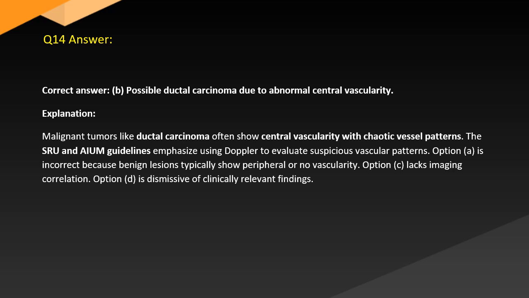Answer. Correct answer B. Possible ductal carcinoma due to abnormal central vascularity. Explanation. Malignant tumors like ductal carcinoma often show central vascularity with chaotic vessel patterns. AIUM guidelines emphasize using Doppler to evaluate suspicious vascular patterns. Option A is incorrect because benign lesions typically show peripheral or no vascularity. Option C lacks imaging correlation. Option D is dismissive of clinically relevant findings.